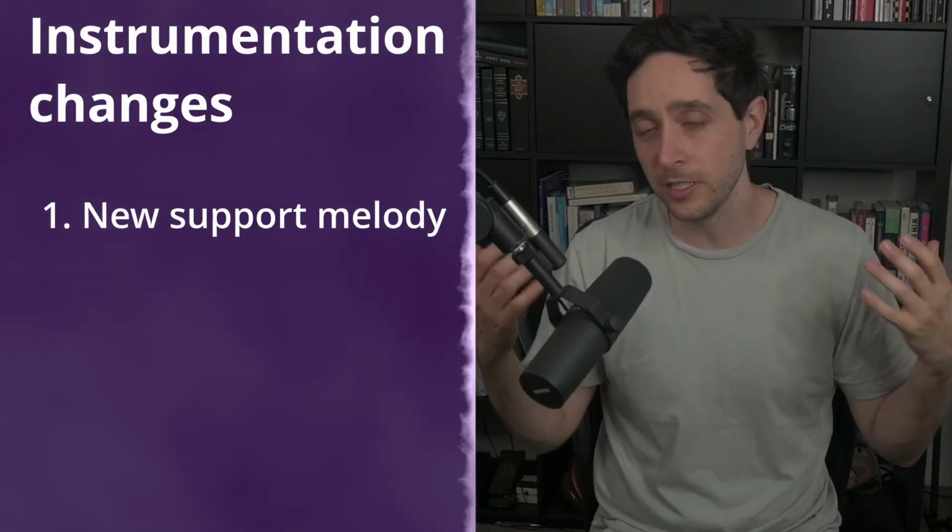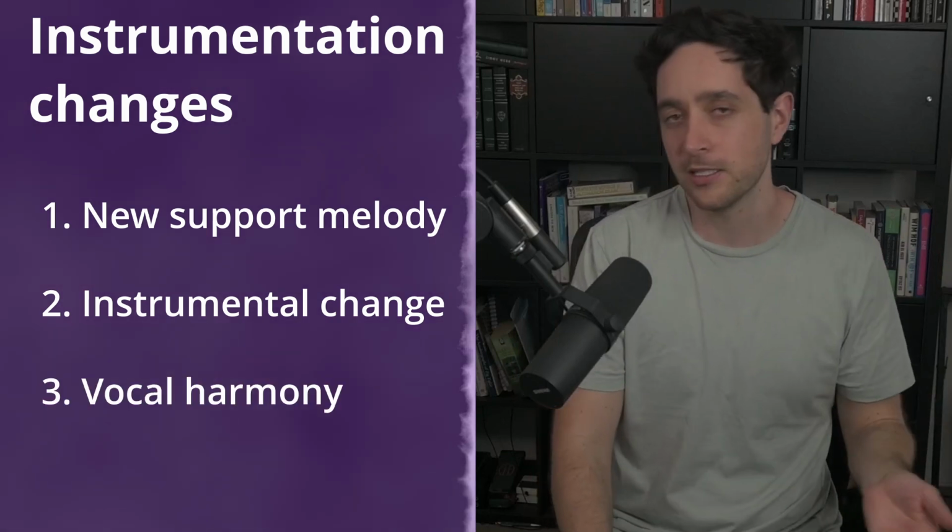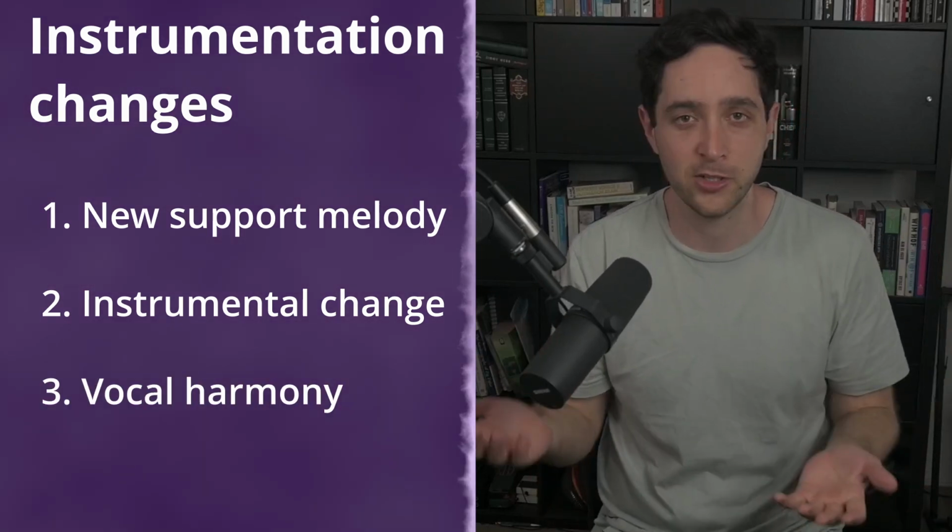Number 6 on our list is instrumentation. Another common one is to add in or subtract layers. We've all heard it a million times where a second verse is nearly exactly the same, except this time it has a little melodic line in the background, or some instruments are missing, or a vocal harmony is introduced, or some other change like this.